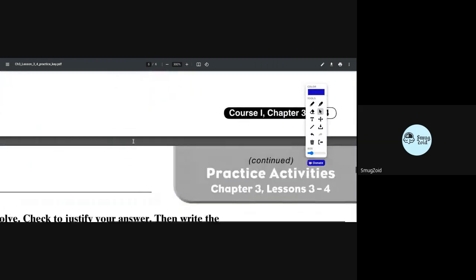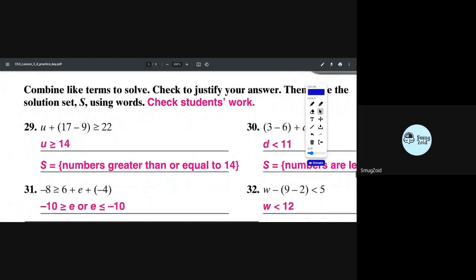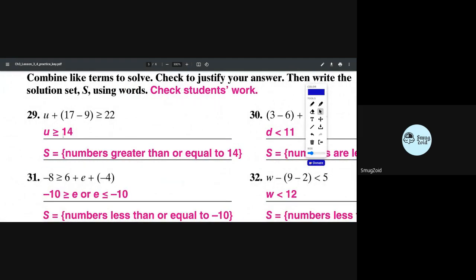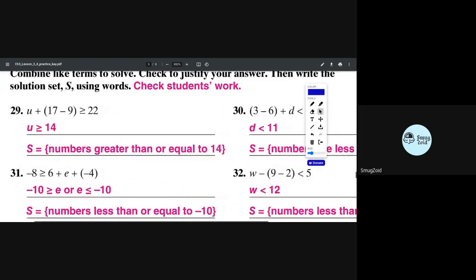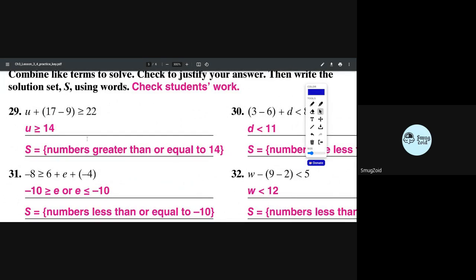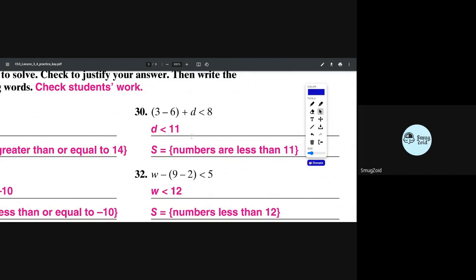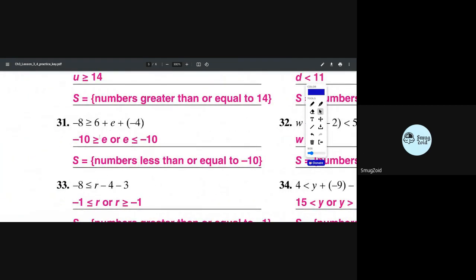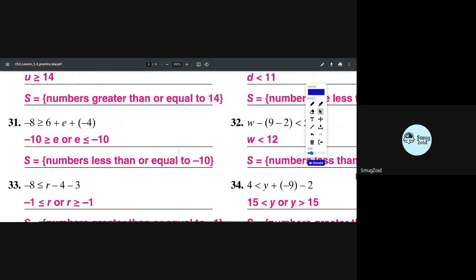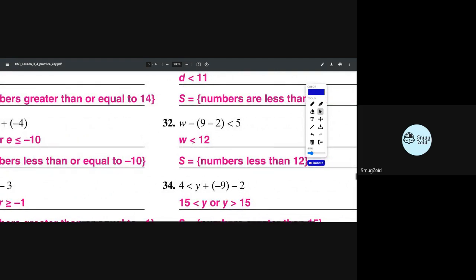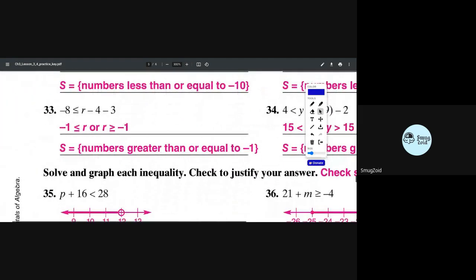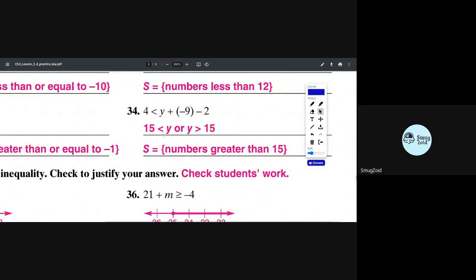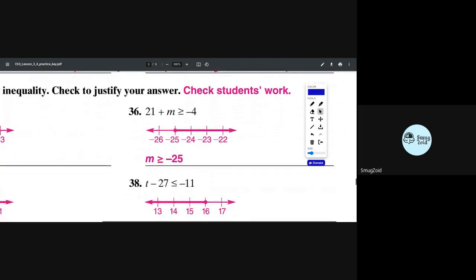Let's take a look. A lot of these, you just want to check your answer. Graphing them, you should be familiar enough with it now. I don't have to graph each one of these things. U is greater than or equal to 14. D is less than 11. This one, you add these together, you get a 2, and then you subtract it. It's minus 10 is greater than or equal to E. This would be 12 is greater than W. Minus 1 is less than or equal to R. And 15 is less than Y. And that should make sense.